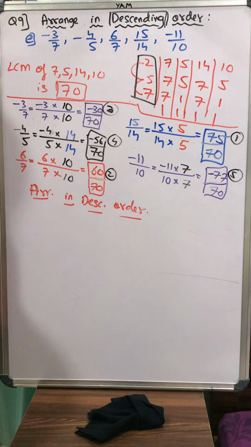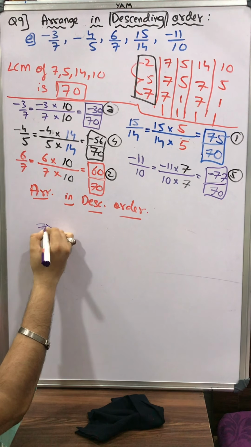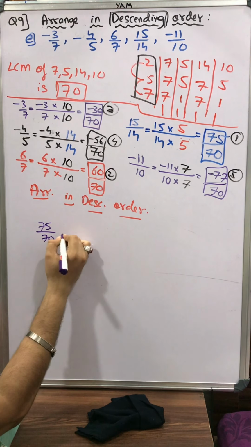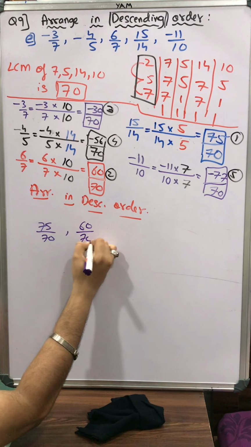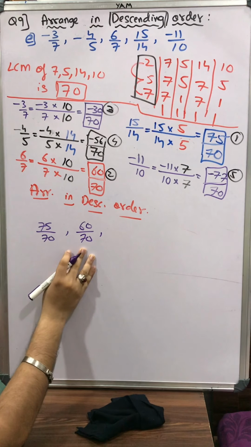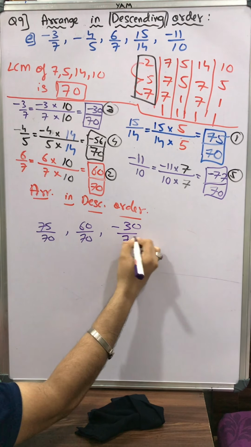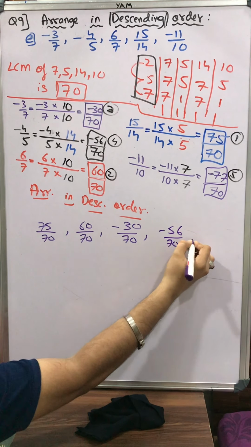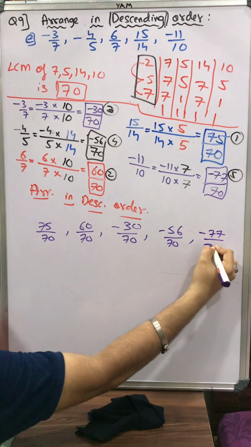Okay, so I just arrange it. Starting with the first one, it's what? 75 upon 70, comma. Second one, 60 upon 70, comma. Third one, minus 30 upon 70, comma, fourth one minus 56 upon 70, and the last fifth one minus 77 upon 70.